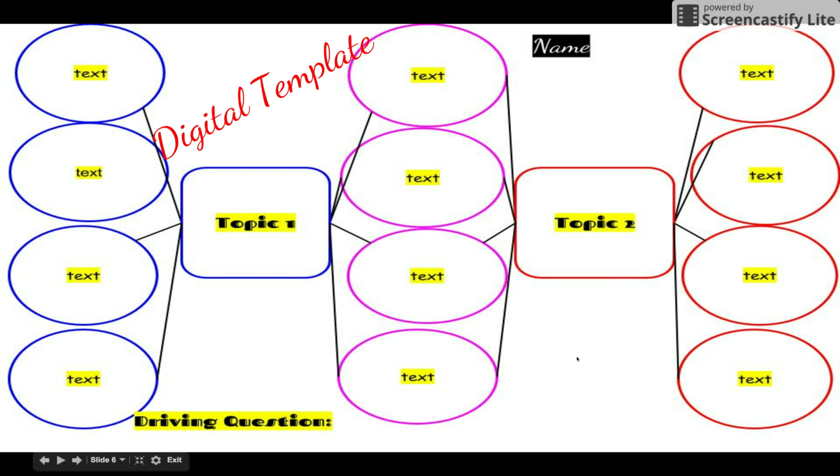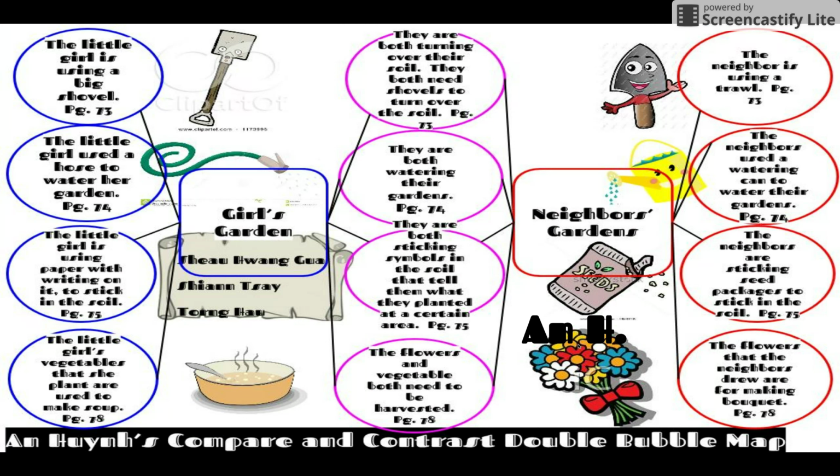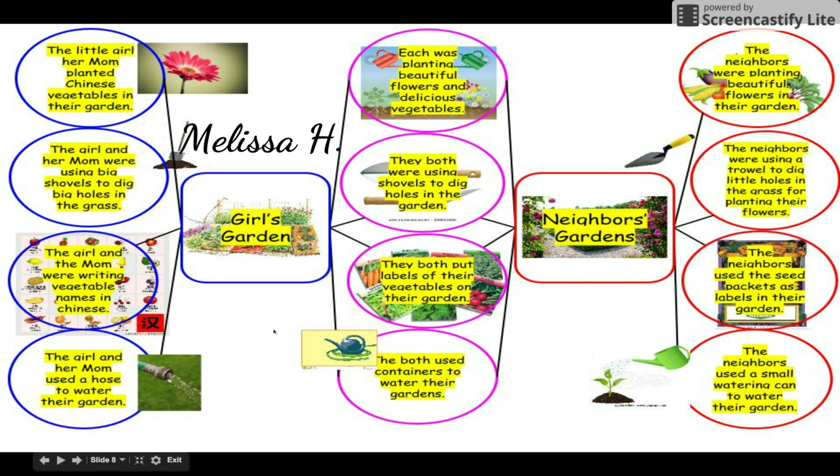Here's another digital template. This one's a double bubble. This is what the student would receive, and this is what it would look like after a student has completed their work. This one was talking about a girl's garden, comparing it to a neighbor's garden. She wrote how they're different. This one used a shovel. This one used a trowel. The girl's garden, they used a hose, and over here they used watering cans and so forth. And this is what it would look like. Here's another student with the same double bubble. You can see how original and unique each one is.